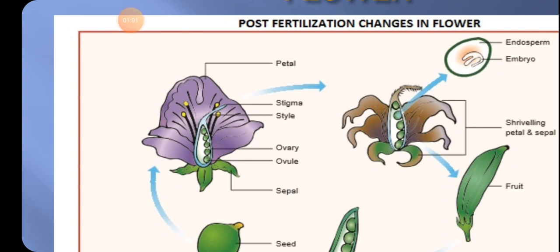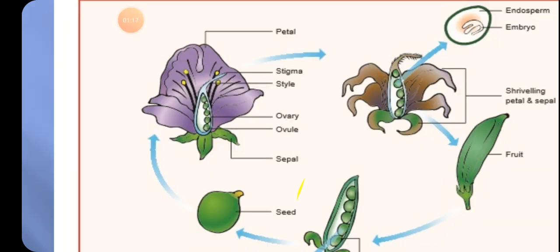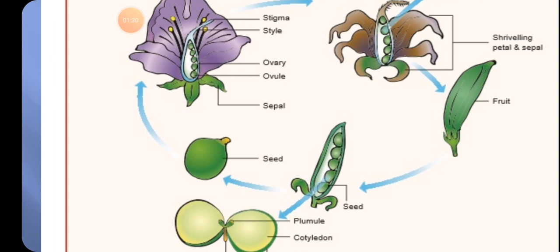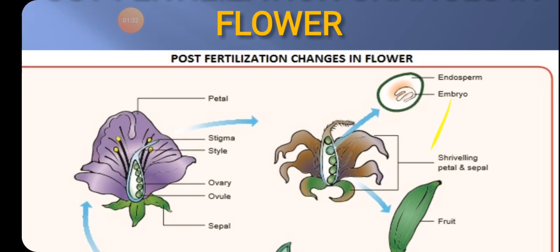Now we have to study what happens after fertilization, what changes happen in the plant, and what new organs or new organisms are produced, and how. Here you see that after fertilization, first the greenish calyx is shed, and the colorful petals also degenerate.